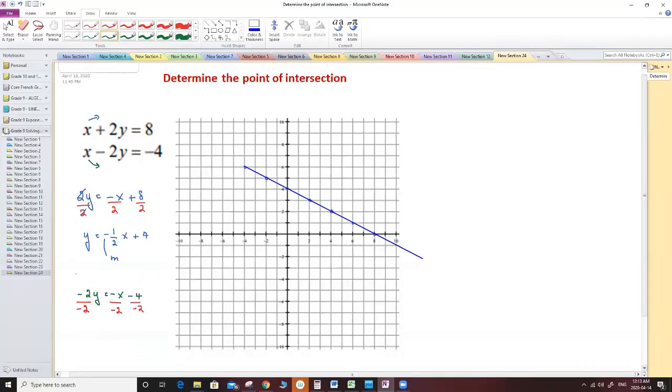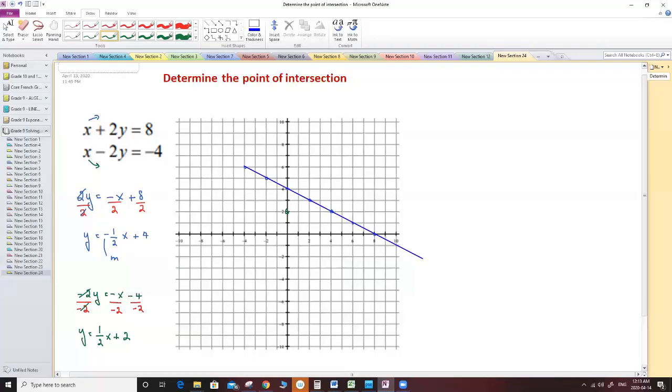So this will give me what? I can simplify the negative 2 with negative 2. I will get y equals, negative and negative is going to be positive, so 1 over 2 x. And negative 4 divided by negative 2 gives positive 2. 2 is my y-intercept. So right away, before I forget, I can draw the point at 2.